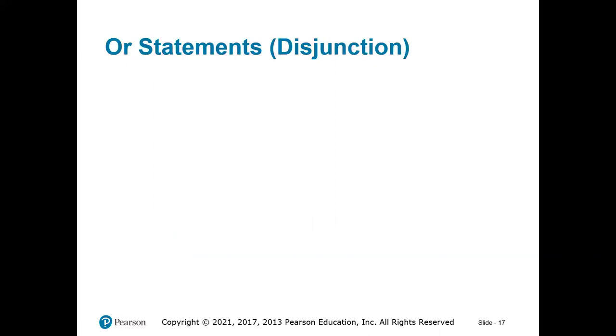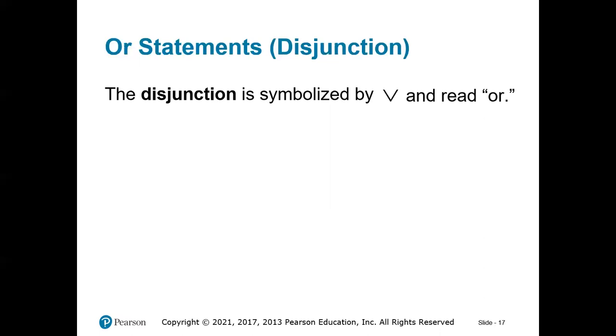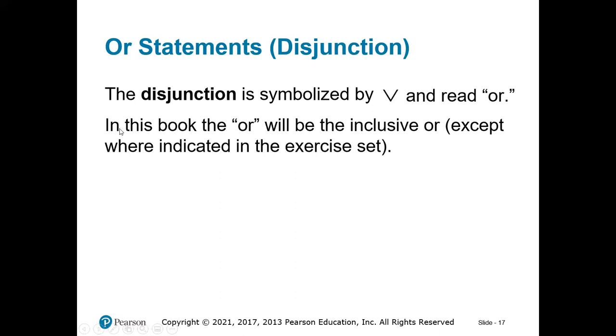Okay, so we did the negation, we did the and, now we're going to do the or. The symbol for the or is the V. Of course, you don't read it V, you read it or. In this book, in this lecture, the or will be the inclusive or. Because we have two ors, we have the inclusive and we have the exclusive.